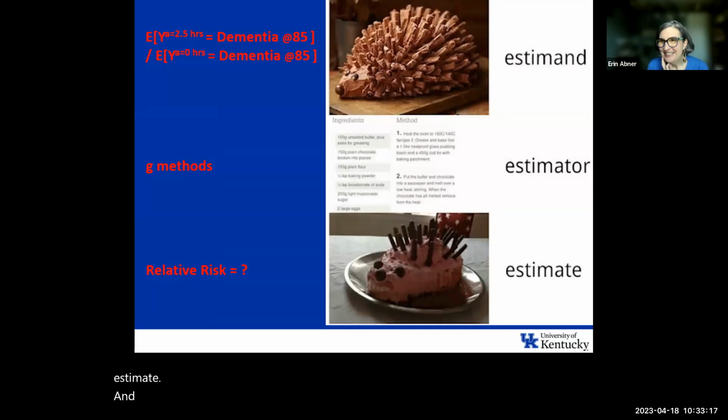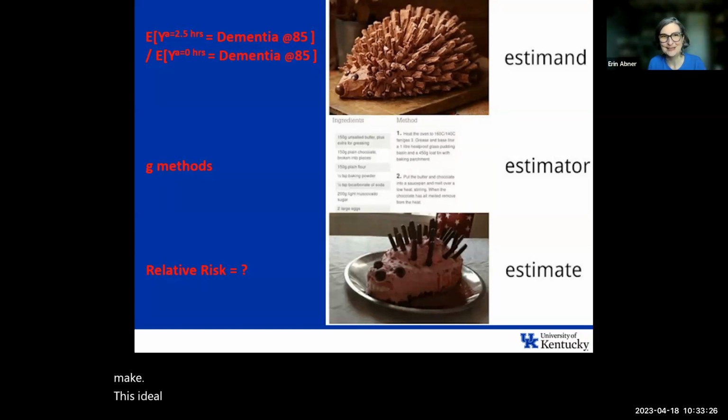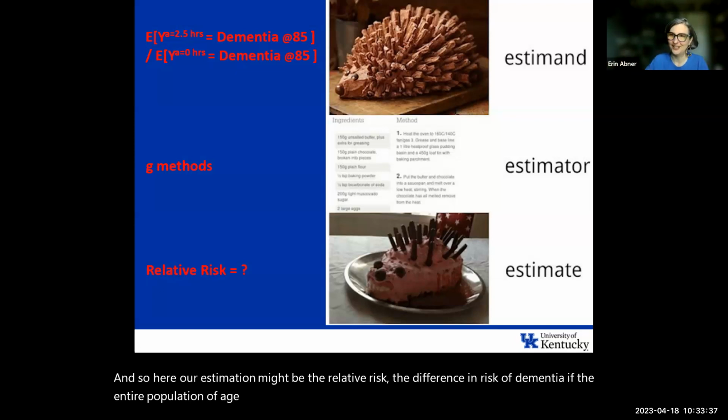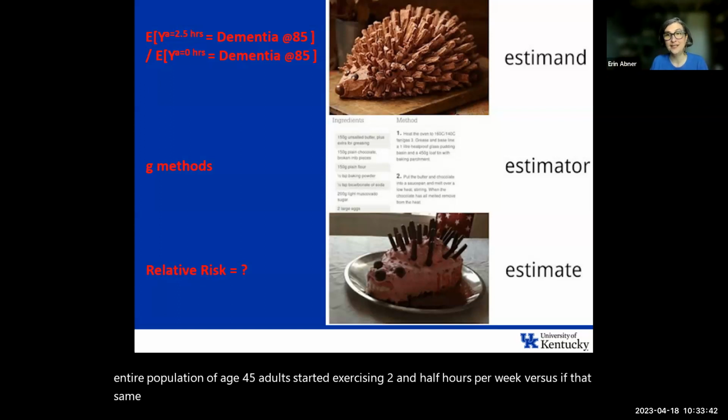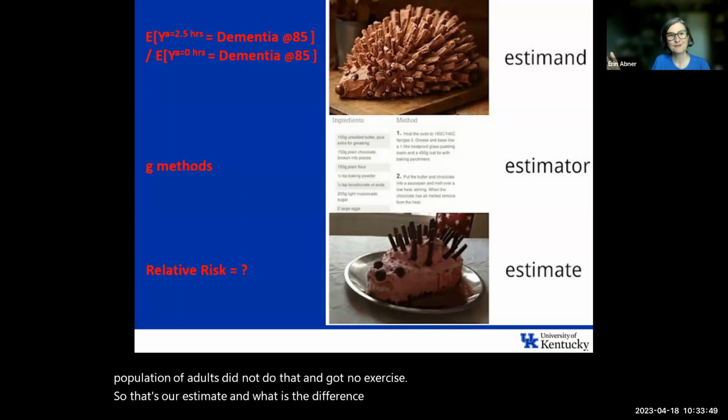And so we can think about it like this. The estimand is this fancy cake that we want to make, this ideal. And so here, our estimand might be the relative risk, the difference in risk of dementia if the entire population of age 45 adults started exercising 2.5 hours per week versus if that same population of adults did not do that and got no exercise. So that's our estimand. What is the difference in those risks?